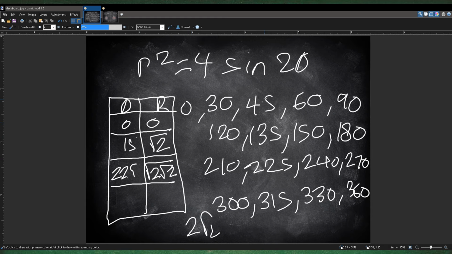And then you get like 60, which is just 30. 60 divided by 2 is 30. And sine of 60 degrees is square root 3 over 2. So that would be like 4 times square root 3 over 2, which is 2 square root 3. And then radius is square root 2 square root 3.